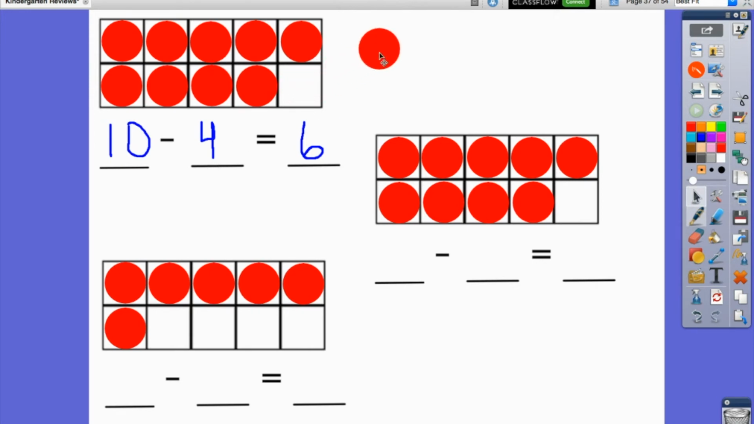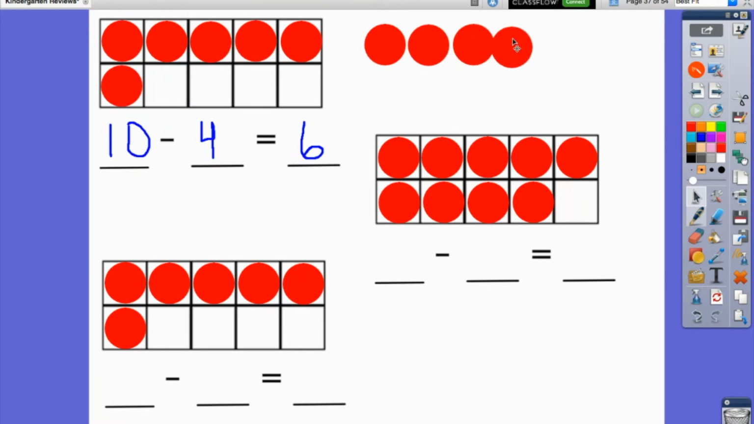So there's 1, put one finger down. There's 2, put the next finger down. 3, put down another finger. And 4, put down another finger. You should have put down 4 fingers. How many fingers did we have left?